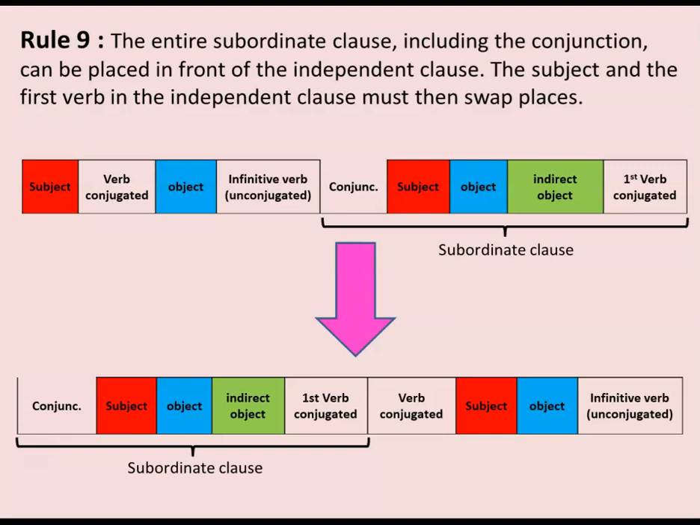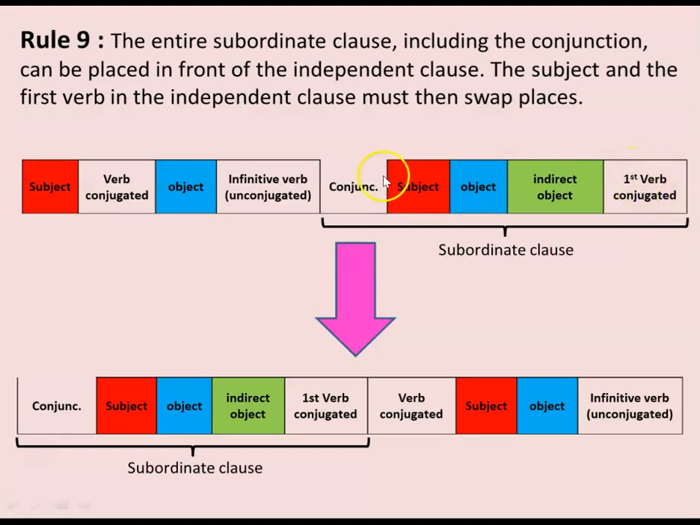Move on. Rule 9: the entire subordinate clause, including the conjunction, can be placed in front of the independent clause, perhaps because you want to emphasize what's in the subordinate clause. The subject and the first verb in the independent clause must then swap places. So here's our main clause: subject, verb conjugated, object, infinitive verb unconjugated. That's if there's two verbs. There's our subordinate conjunction. Then we have subject, object, indirect object, anything else, and the verb, the first verb right at the very end.